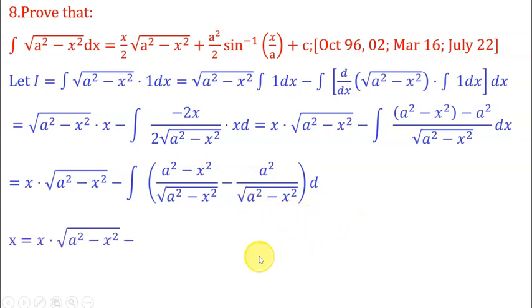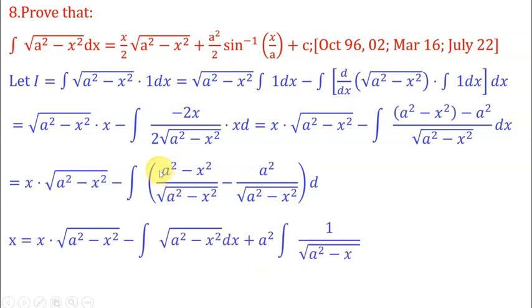Okay. Now next, a square minus a square has a power 1 and this has the root. Then 1 power half will get cancelled. Then you will get your integral in root of a square minus x square dx. This minus and minus that will be plus a square integral of 1 upon root of a square minus x square. And this is a very simple integration, that is a sine inverse of x upon a.